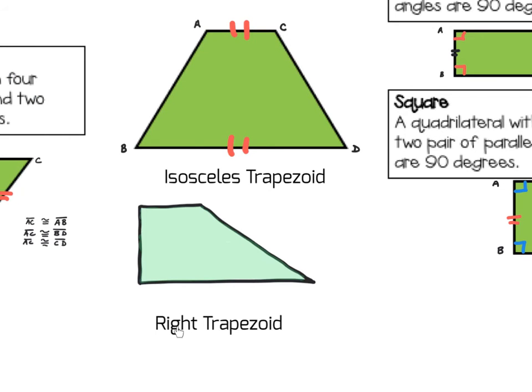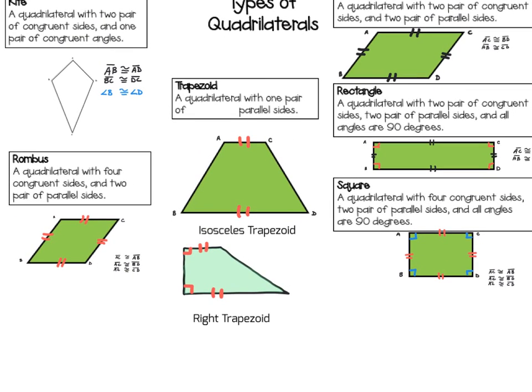Now, there is also a right trapezoid, which once again will have this line here parallel with this line here. However, it also has two right angles. So this is a 90-degree angle here, and this here would be a 90-degree angle as well. So those are your two examples of trapezoids. And once again, a trapezoid is a quadrilateral with one pair of parallel sides. So this is parallel with this, and down here this is parallel with this.